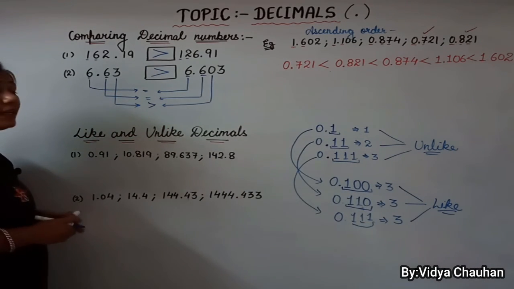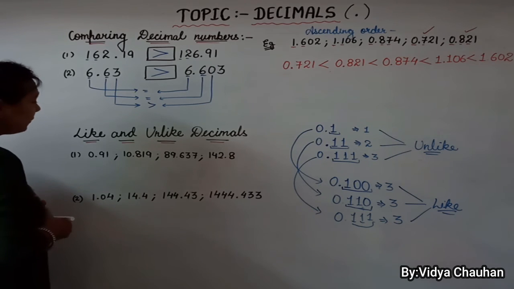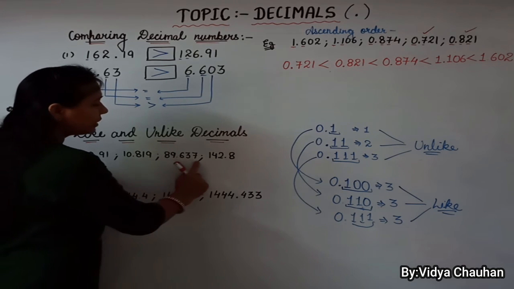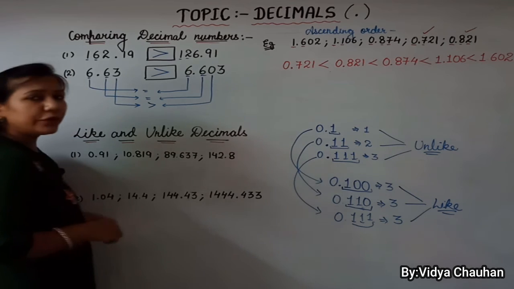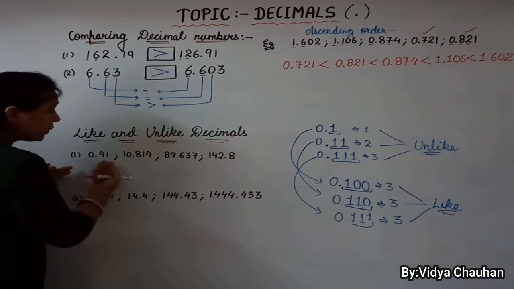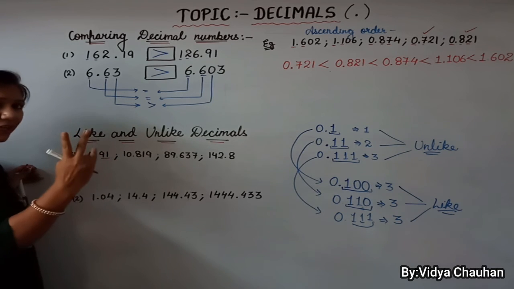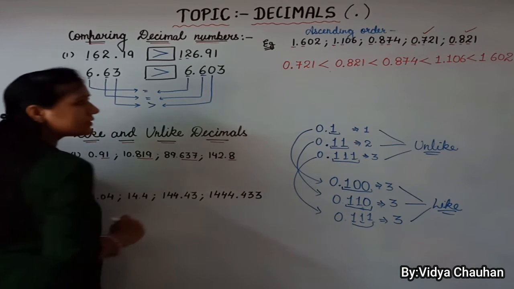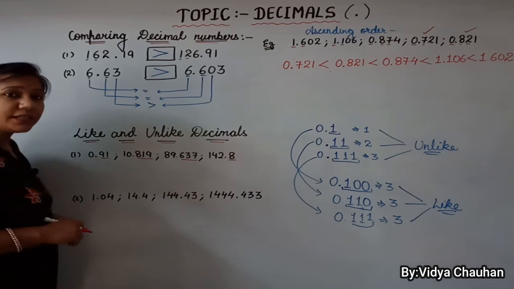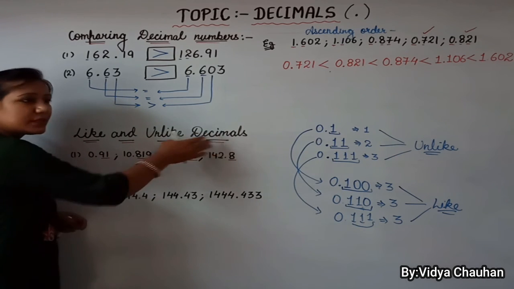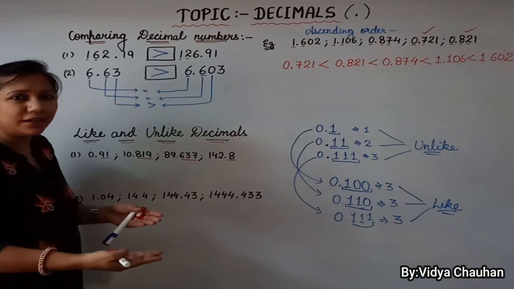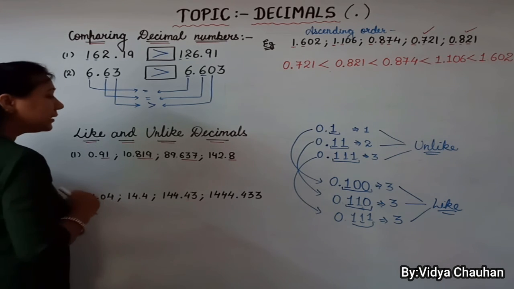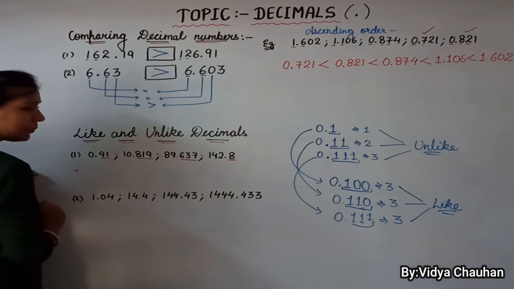Now let's take an example. Some numbers are given to you. The first number is 0.91, then 10.819, 89.637 and 142.8. As you can see, the decimal place value is 2, then 3, then 3, and only 1 for the last. Since the decimal place values are different, they are unlike decimals. If it is said to convert them into like decimals, how are you going to do that? The process is the same.